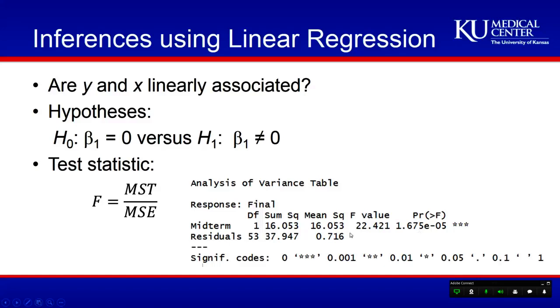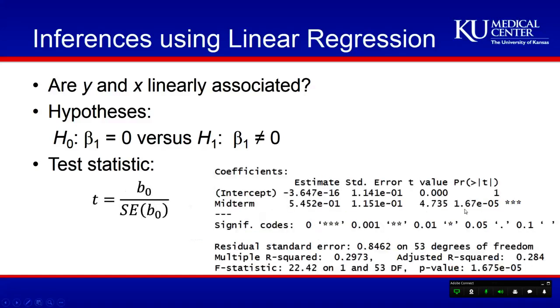Notice the F value, 22.4, corresponds to a p-value of 1.675. If I go back to my previous table where I showed you the t-value, the value for the t-test, the p-value for that test is the same p-value. It's because they're doing the exact same test. They're both testing these hypotheses. One is doing it in a slightly different way than the other, but they're mathematically equivalent.